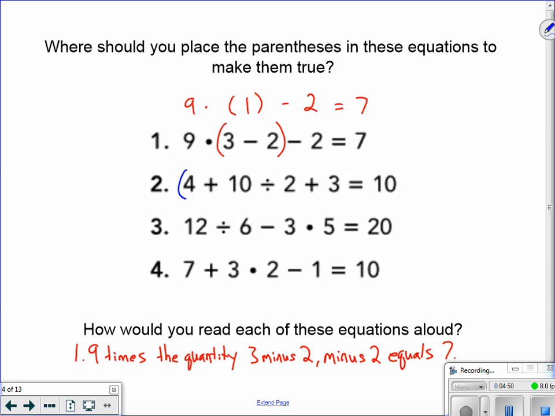In this case, it's going to be the 4 plus 10, because 4 plus 10 is 14. 14 divided by 2 is 7. 7 plus 3 is 10. So that one works out.